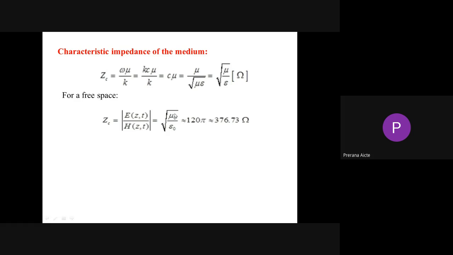Therefore, you can substitute in this mu naught and epsilon naught value, that is equal to 125. So pi is equal to 3.167 something, then it will come to 377.73 ohms. This is the characteristic impedance of the free space medium. So the impedance value in the free space medium, that is in the atmosphere, the resistance is 376.73 ohms.